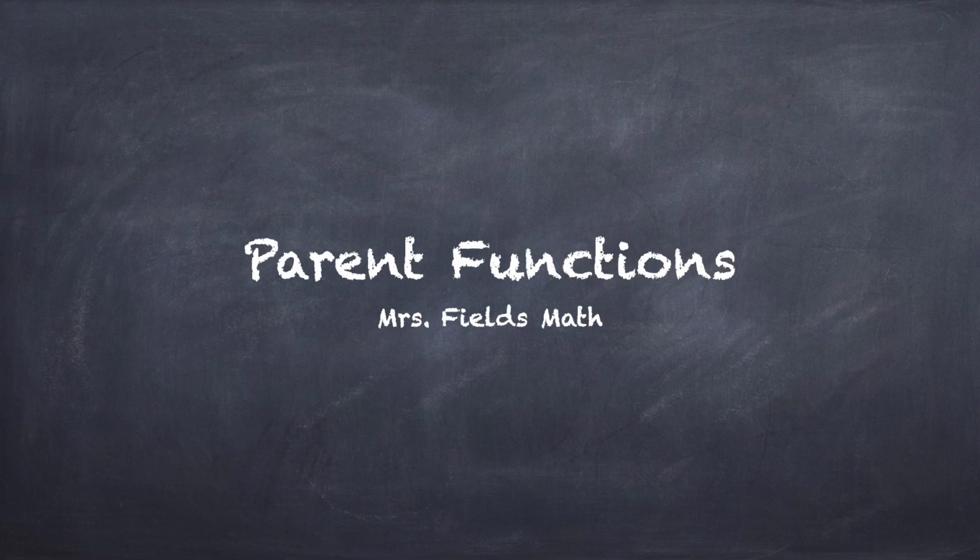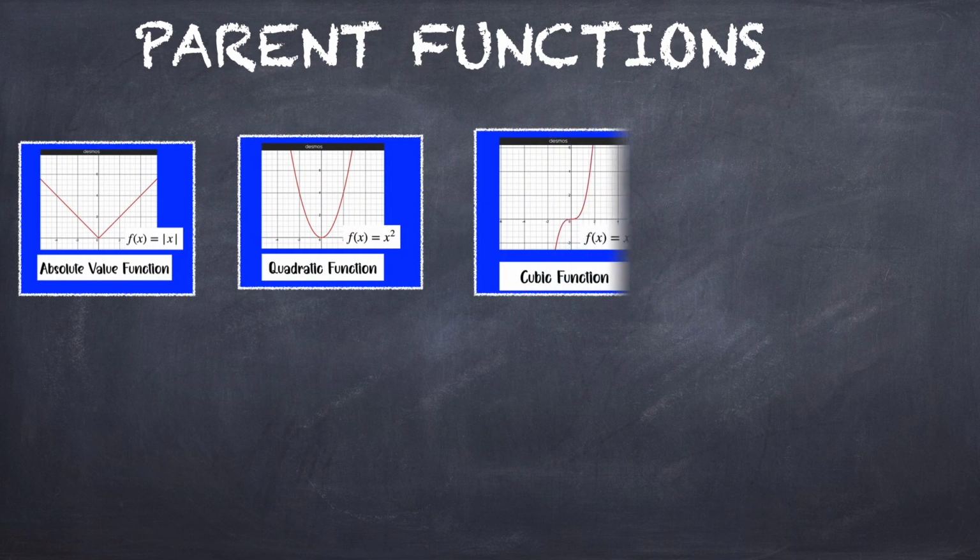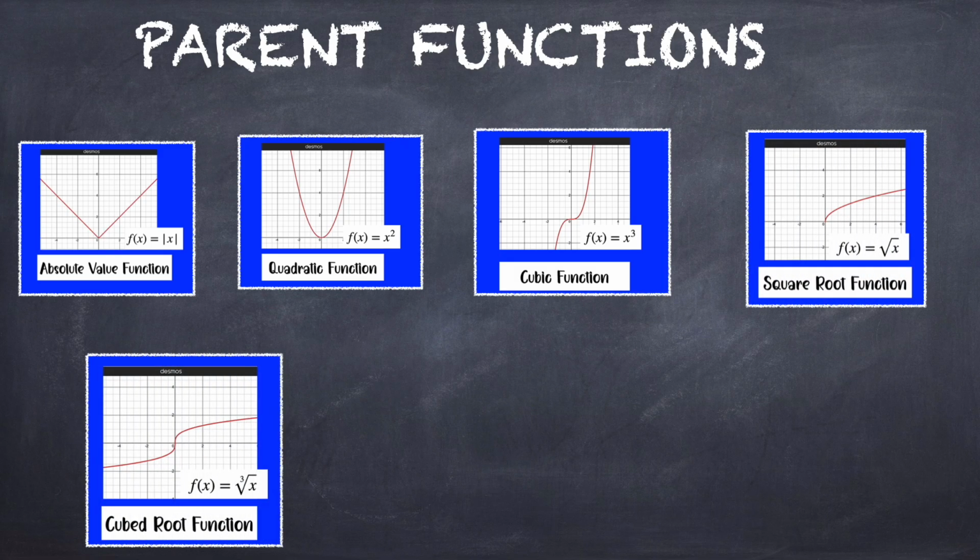All right, we are going to do our last little bit on our parent functions with Mrs. Fields Math. Now, the parent functions we have so far, 5 of them: we have our absolute value function, our quadratic function, cubic function, square root function, and our cubed root function. Not only do we have to know what these graphs look like, we have to know what they're called. We also have to know their actual parent function equation, and they're all on this slide.